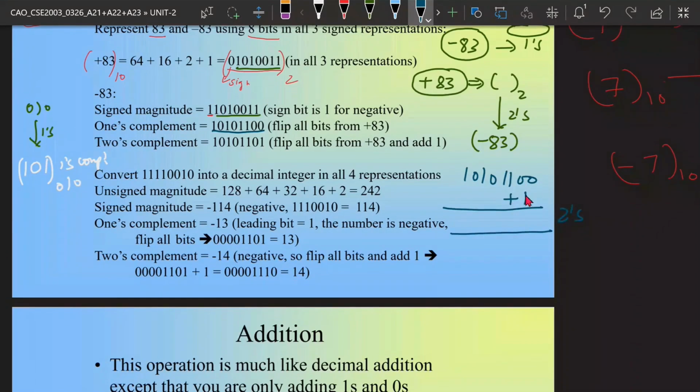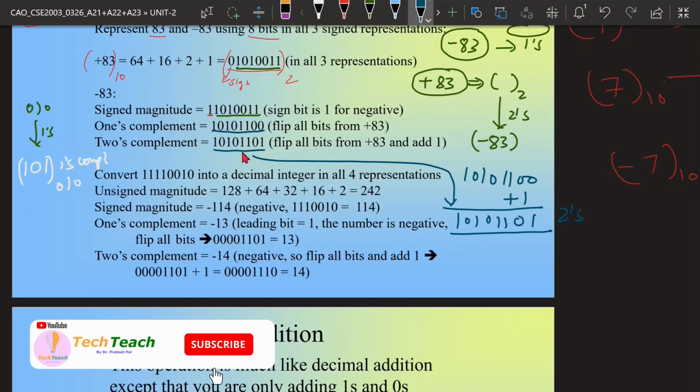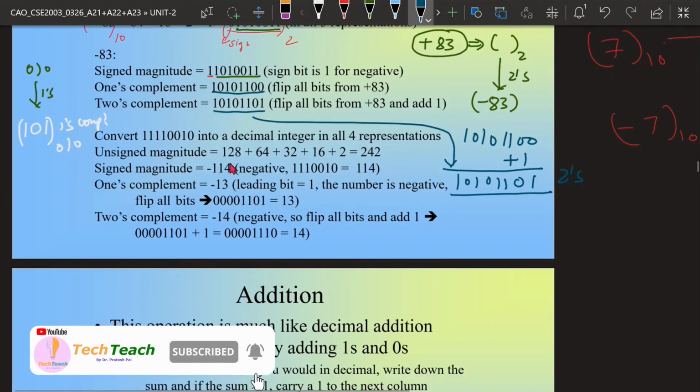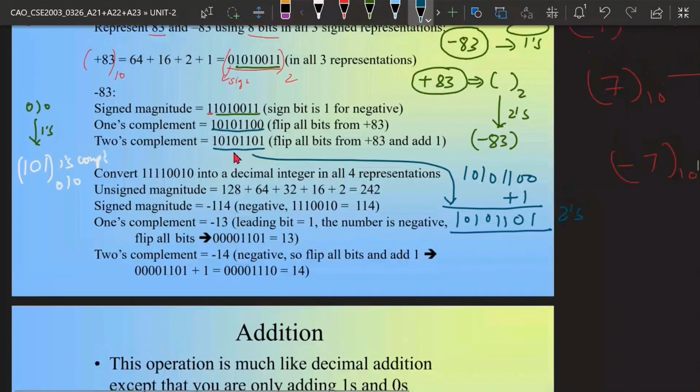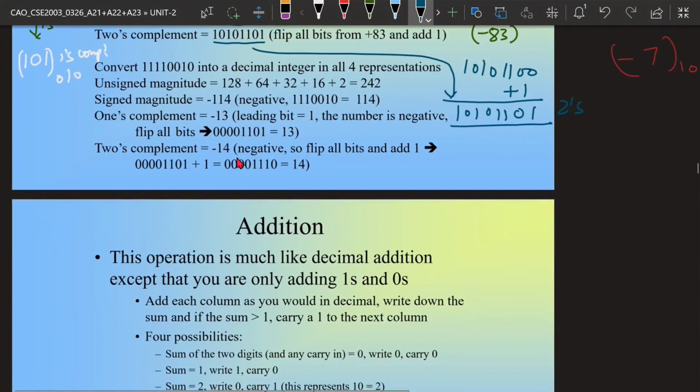Okay, so we are going to add it. It is 1, this is 0, this is 1 1 0 1 0 1. So this is nothing but the twos complement. You can just compare it here. So this is the basic conversion of any number. Because we will be using this again and again, you should be clear with this representation.